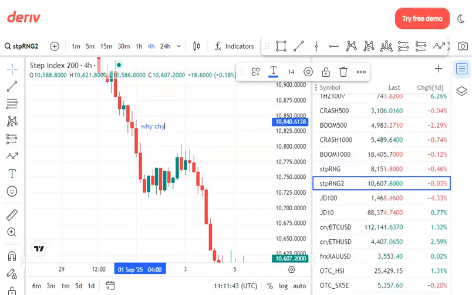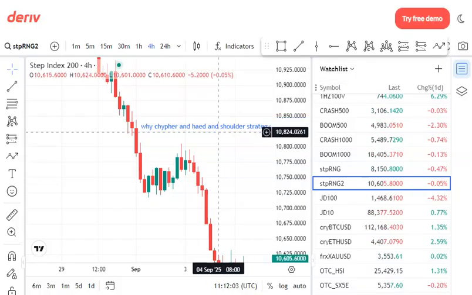Why the cipher and head and shoulder strategy works. Why do these two strategies work?